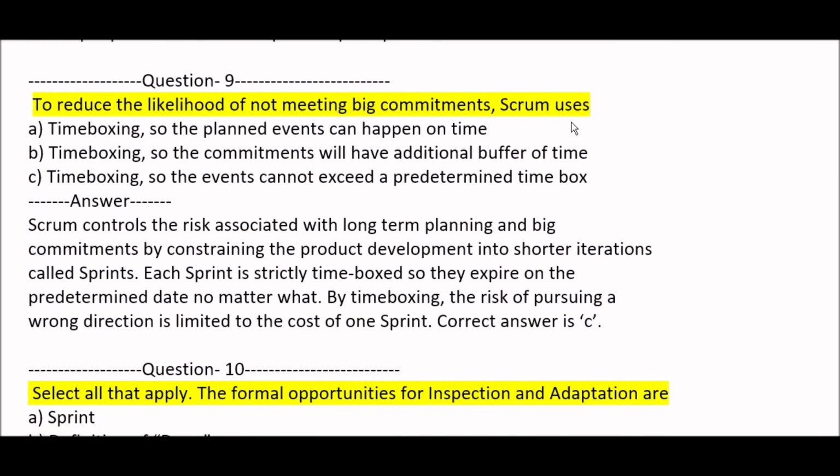Next question. To reduce the likelihood of not meeting commitments, Scrum uses: option A, time boxing, so the planned events can happen on time. Option B, time boxing, so the commitments will have additional buffer of time. Option C, time boxing, so the events cannot exceed a predetermined time box. Right answer here is option C, because Scrum controls the risk associated with long-term planning and big commitments by constraining the product development into shorter iterations called sprints. Each sprint is strictly time boxed, so they expire on the predetermined date no matter what. By time boxing, the risk of pursuing a wrong direction is limited to the cost of one sprint. So right answer here is option C.